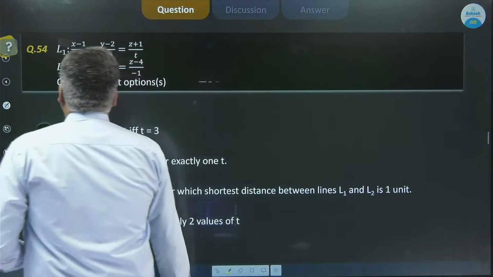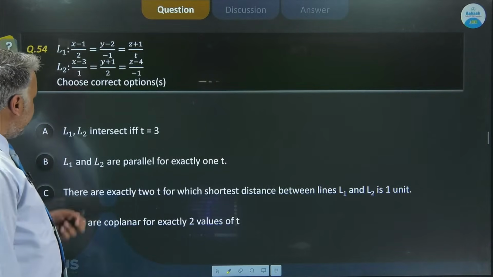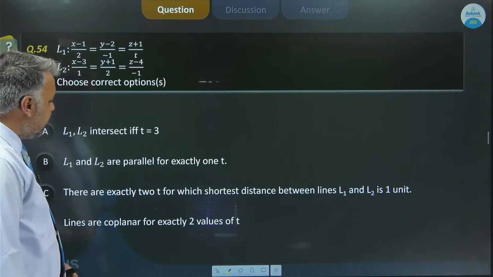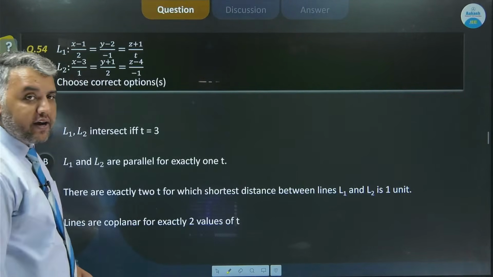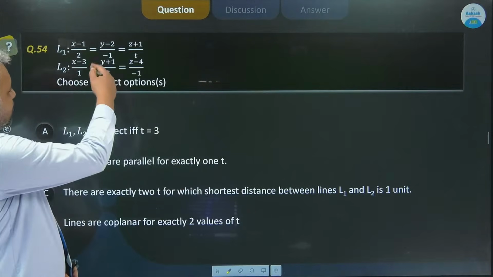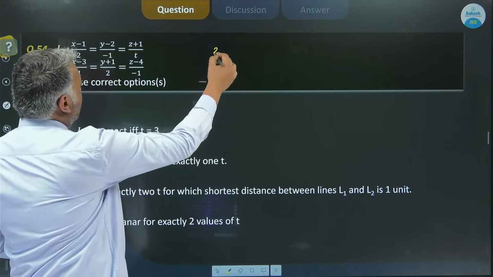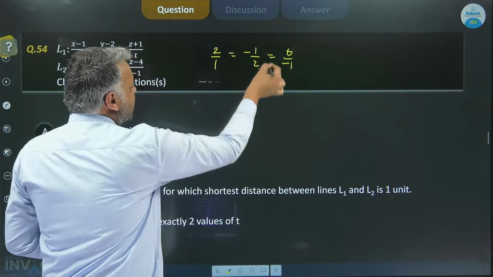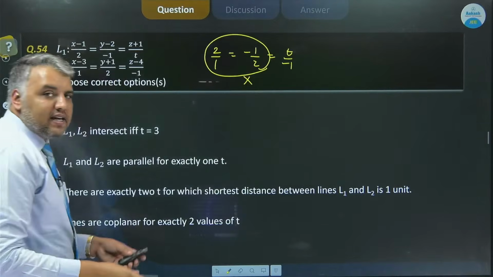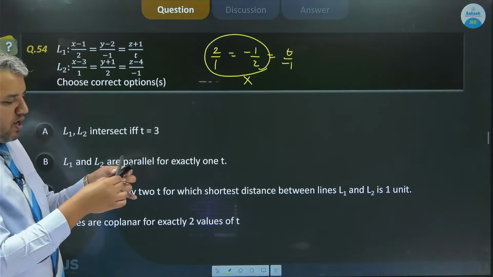Okay, in question number 54, L1, L2, there are two lines. We have to find whether these are parallel, intersecting, or skew. We have to check the shortest distance or coplanarity. Now, if these two lines are parallel or coinciding, then 2 upon 1 must be equal to minus 1 upon 2 must be equal to t upon minus 1. But these are not equal. That means the lines will not have the same direction. So either these will be intersecting or coplanar.